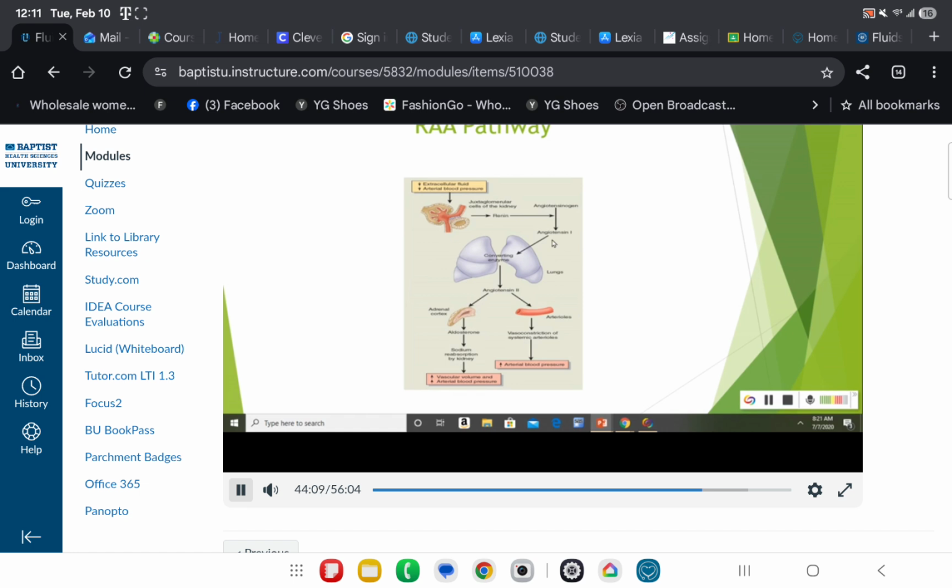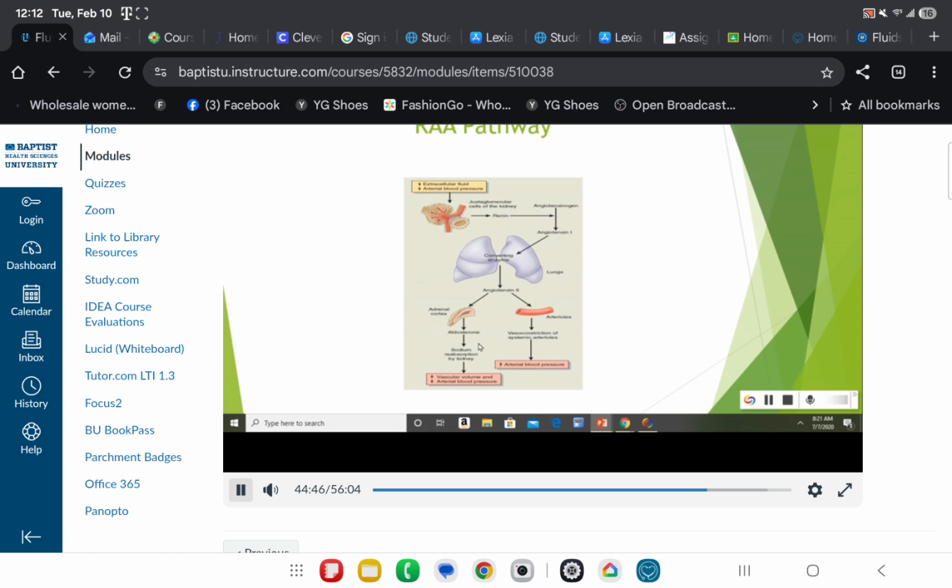Renin is going to convert the plasma protein angiotensinogen into angiotensin 1, okay? Then angiotensin 1 is going to travel to the lungs where it's converted by an enzyme to angiotensin 2. And then angiotensin 2 is going to go two places. One is going to go to your arterioles or your arteries. It's going to cause vasoconstriction, and that increases your blood pressure. But then it can also go to the adrenal cortex, where it's going to cause the production of aldosterone, okay?